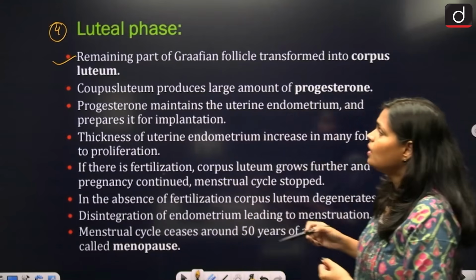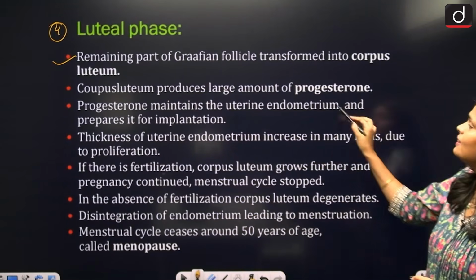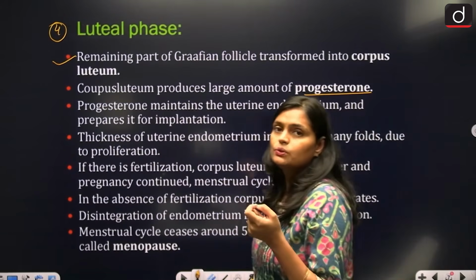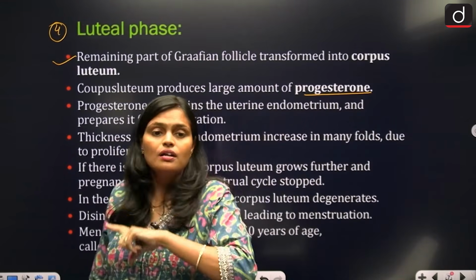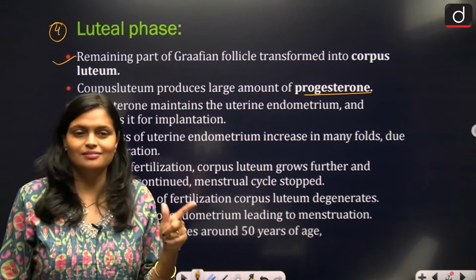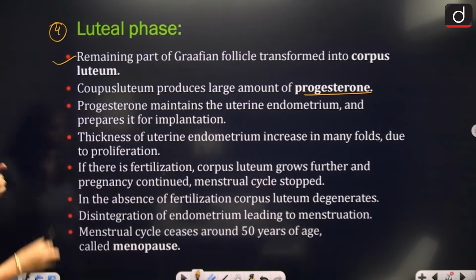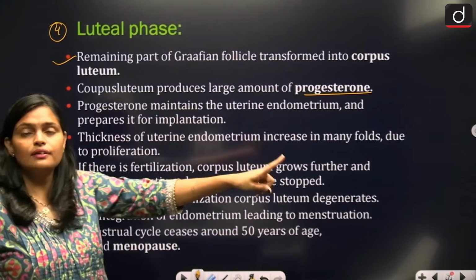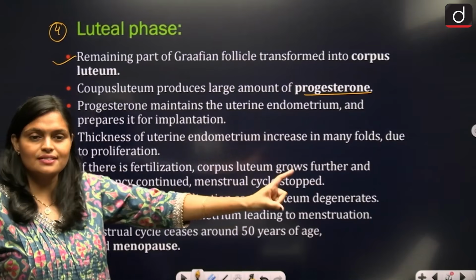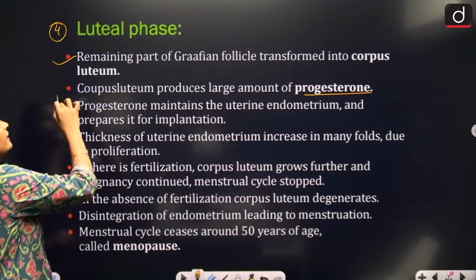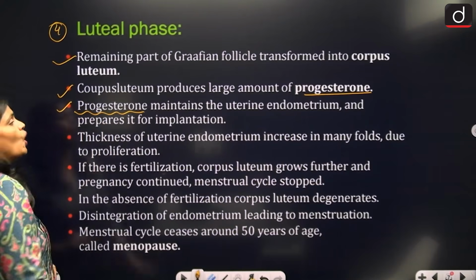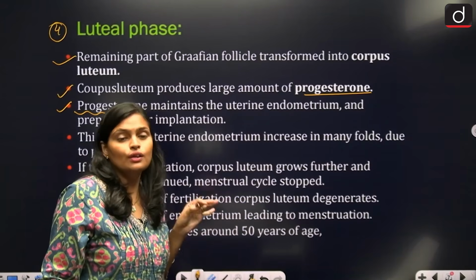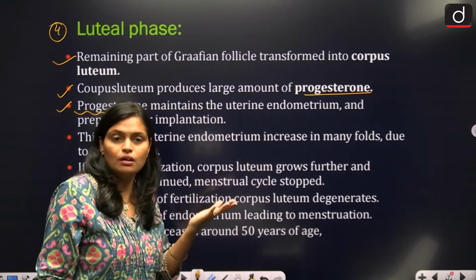Corpus luteum produces a large amount of progesterone. So this corpus luteum now produces what? A large amount of progesterone. This progesterone is again a hormone. Estrogen and progesterone both are hormones only.